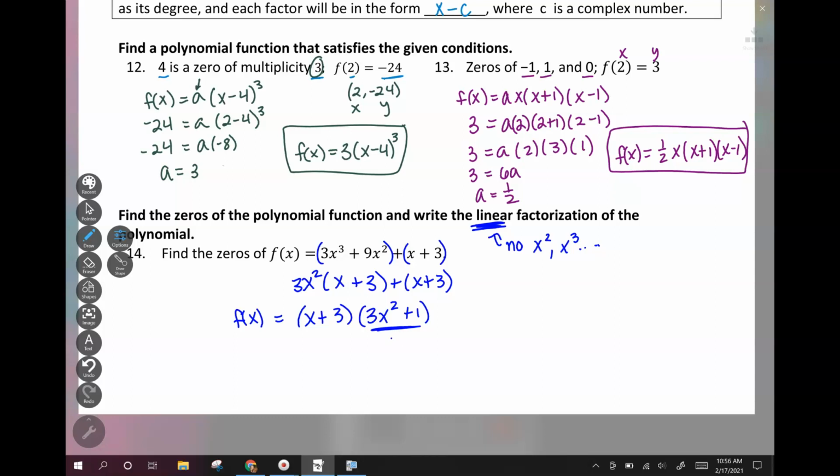Well, I'm unable to factor that because it's not the difference of squares. And the difference of squares is the only way you can factor binomials that involve squared terms. So what I'm going to do is just find my zeros first. So set each factor equal to 0, solve for x.